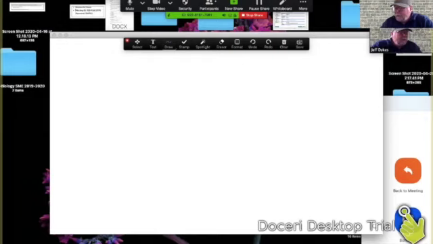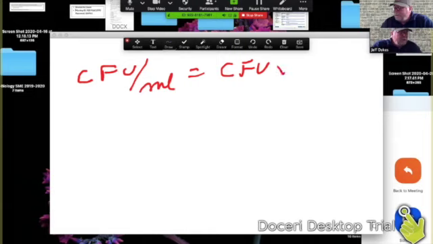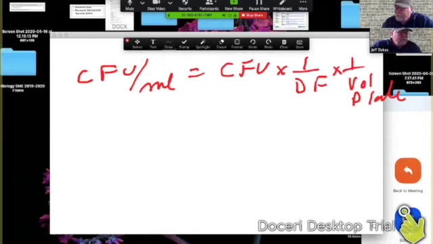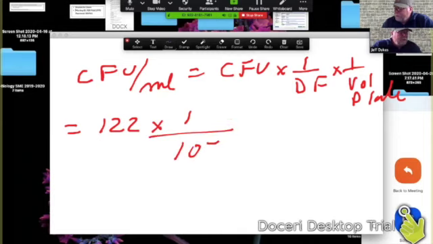So what we have is a calculation. To figure out the CFUs per milliliter, we take the CFUs from the plate, the number counted, times 1 over the dilution factor, times 1 over the volume plated. Okay, so the CFUs per milliliter is going to be equal to the plate that we chose, which would be 122, and then it's going to be times 1 over 10 to the minus 6, since it was a 10 to the minus 6 plate. And then we took a tenth of a milliliter, which is 10 to the minus 1 milliliters, as the volume plated.